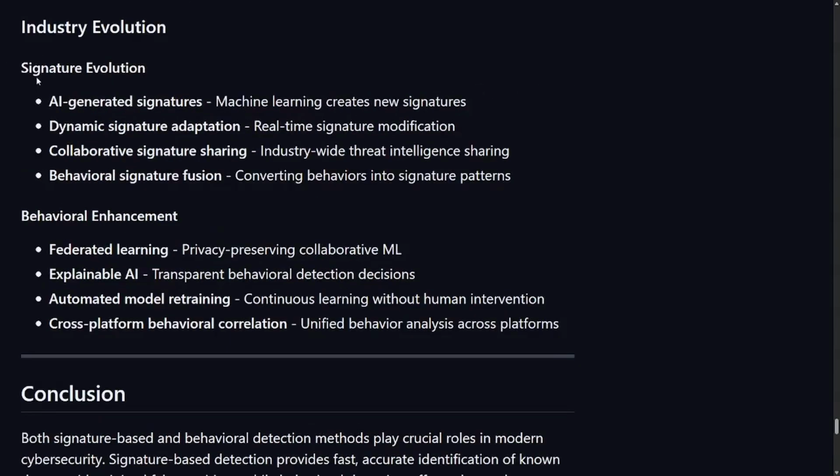For AI, we have signature evolution, right? AI-generated signatures, machine learning creates new signatures. Dynamic signature adaptation, real-time signature modification. Collaborative signature sharing, industry-wide threat intelligence sharing. Behavioral signature fusion, converting behavioral into signature patterns. Behavioral enhancement: federated learning, privacy-preserving collaborative machine learning. Explainable AI, transparent behavioral detection decisions. Automated model retraining, continuous learning without human intervention. Cross-platform behavioral correlation, unified behavioral analysis across platforms.